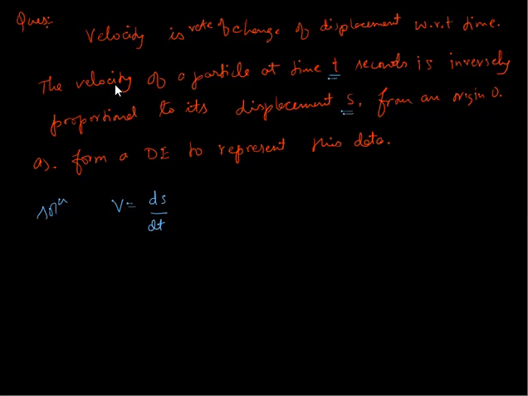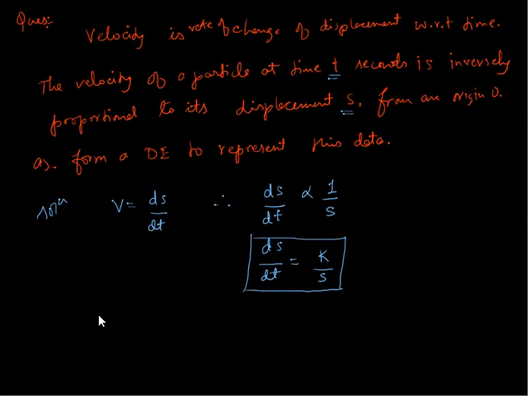And then the second statement says the velocity of a particle at time t seconds is inversely proportional to its displacement. Therefore, we can write the velocity, that is ds by dt, is inversely proportional to its displacement, that is 1 by s. Now, this is same as writing equals to k by s, where k is nothing but the proportionality constant. If you remove the sign of proportionality, you'll get a proportionality constant, which is k. Okay, so now this is the differential equation. ds by dt is equal to k by s.